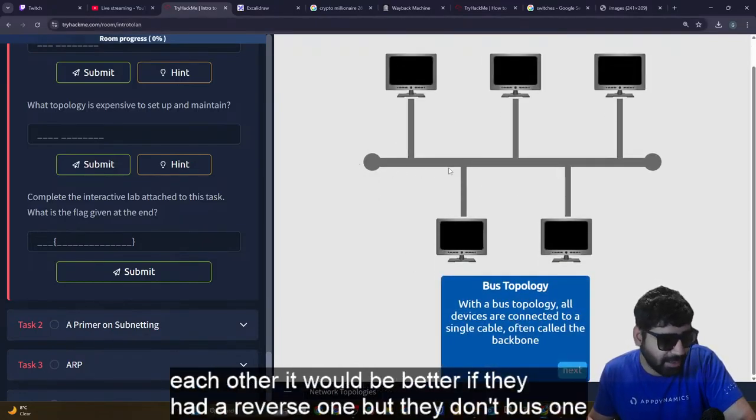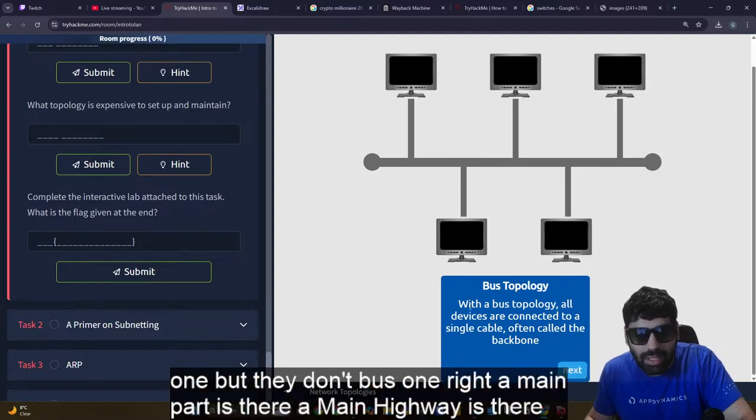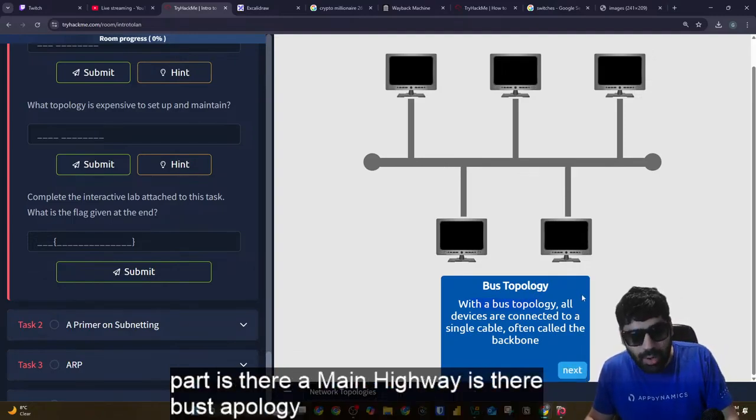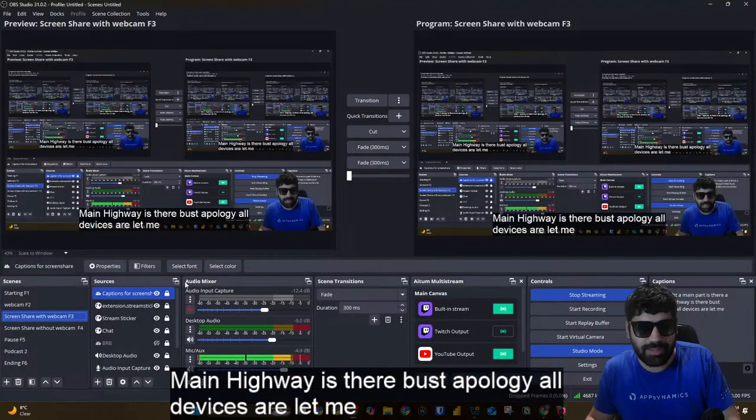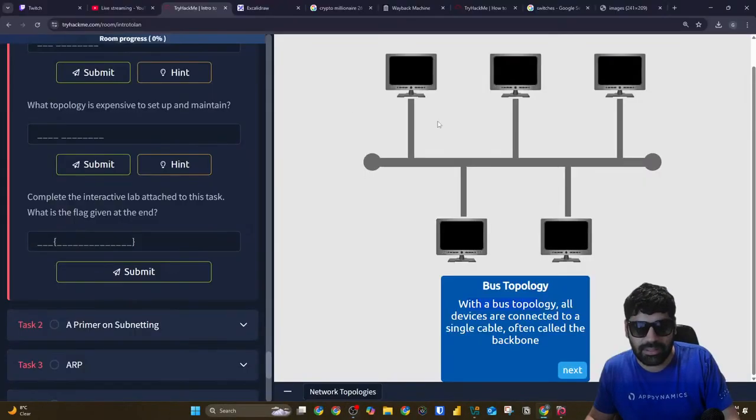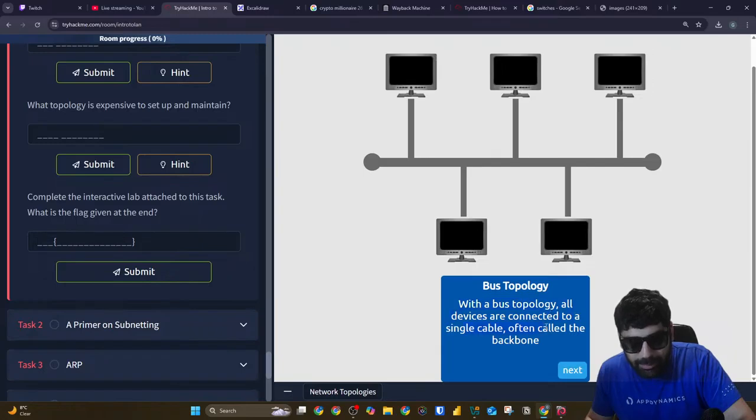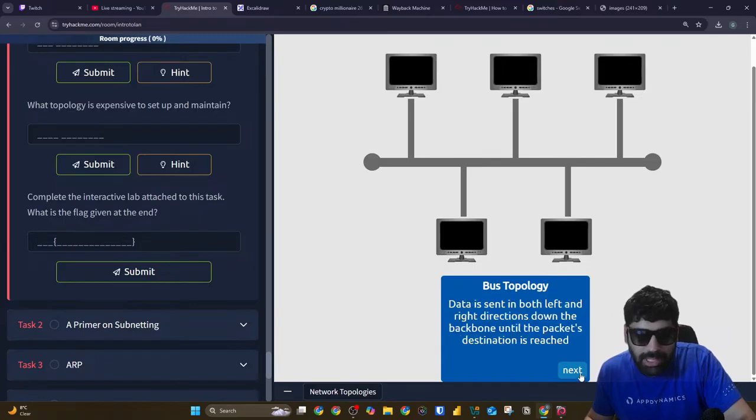Bus one, right? A main path is there. A main highway is there. Bus topology. All devices, let me turn off the caption because it will be hard for you guys to see. With a bus topology, all devices are connected to a single cable, often called the backbone. So this main big one is called the backbone. Data is sent both left and right directions of the backbone until the packet's destination is reached. So basically, the device might be here, but it has to send in all the directions, which is kind of wasteful.